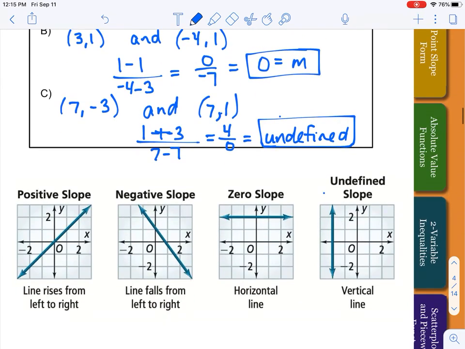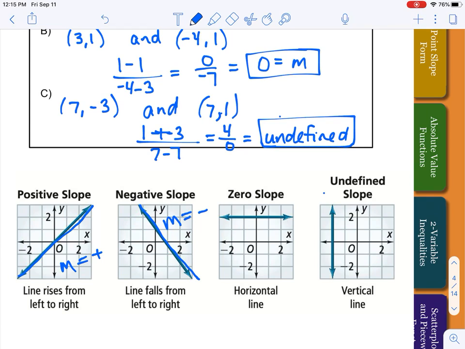Okay, so now what do these look like? You can watch a video called Slope Dude on YouTube if you want to see like a fun animated version. Here though, we have our positive slope. If our m equals a positive number, it will rise from left to right. If our m slope is a negative number, it will fall from left to right.